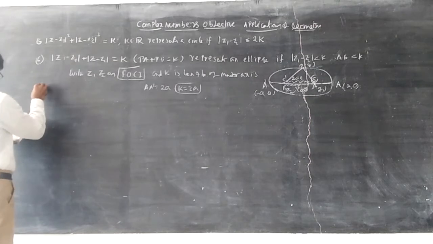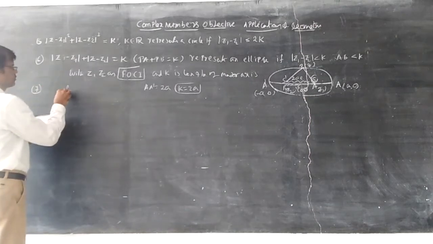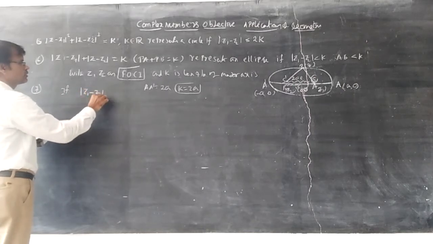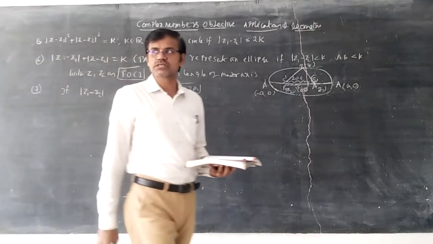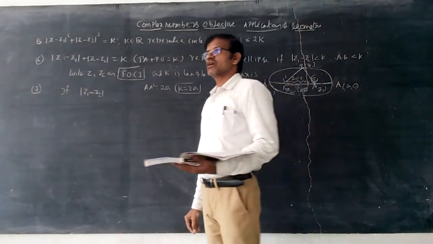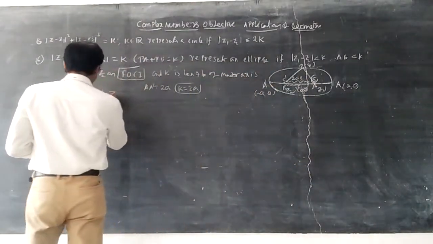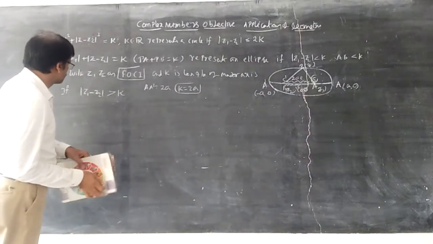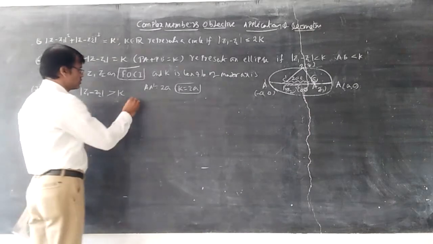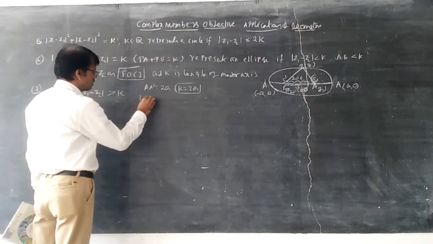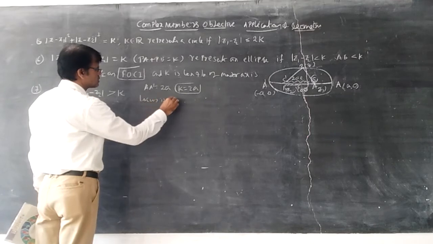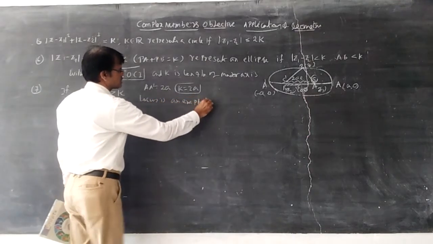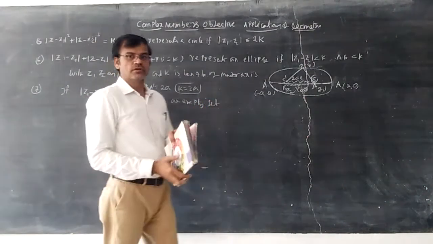Next, the seventh one. If modulus of z1 minus z2 less than k, we discussed it. If modulus of z1 minus z2 greater than k, so k less than modulus of z1 minus z2, the locus does not exist. There is no locus, or we can say that the locus is an empty set.